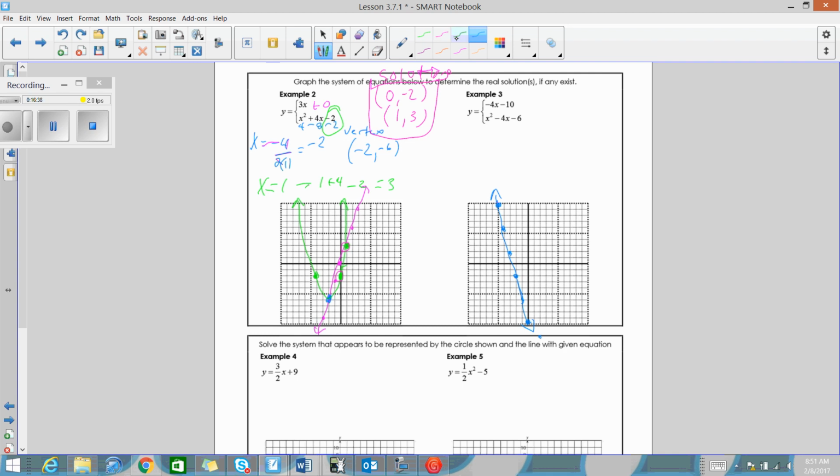Now our quadratic right here. All right, we're going to first find our vertex, so our x value is -b over 2a, so it's going to be 4 over 2 times 1. So your x value of your vertex is going to be 2. So our vertex is going to be 2 comma something. So we substitute in: 2 squared is 4, minus 4 times 2 is -8, minus 6. So 4 minus 8 is -4. -4 minus 6 is -10.